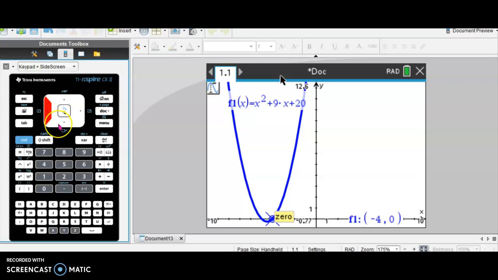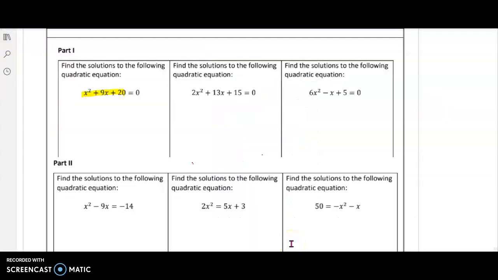Oh my goodness, look, it even says the word zero. That is our 0 or our root. Another word is solution. One of our solutions is -4. Keep going until you get the other. Our other 0, otherwise known as solution, is -5. So let's write those down. One of our solutions is -4. The other solution was -5.